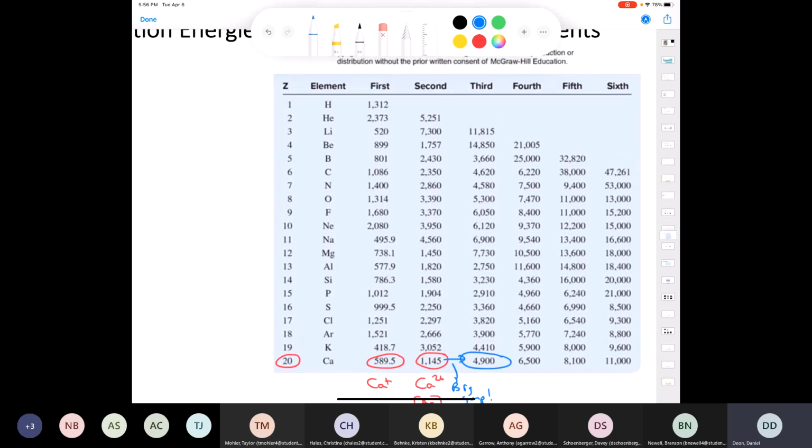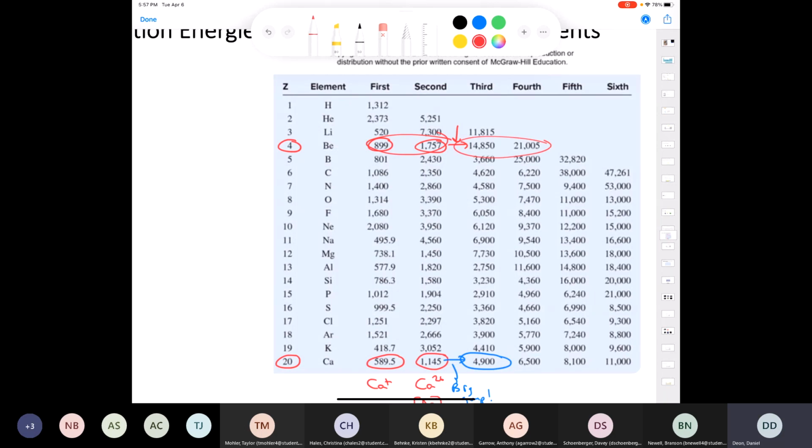Let's say you had beryllium, okay? Same rationale. Beryllium is in group 2. Look at the first ionization energy, 900. Then we go up to 1760, right? And then there's a huge jump here. So by looking for those jumps, you can tell how many valence electrons. Where the jump occurs, the electrons before are valence electrons, and the electrons after are core electrons.